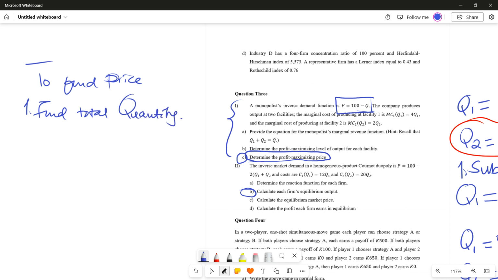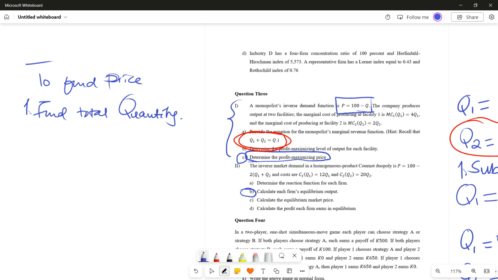How? Remember that hint. I remember there was a hint that we talked about last time, where we're saying that the total quantity Q comes from the first and the second plant. So the total output that this firm can produce comes from plant number 1 and also plant number 2. Okay, so the first step is to find the total Q.